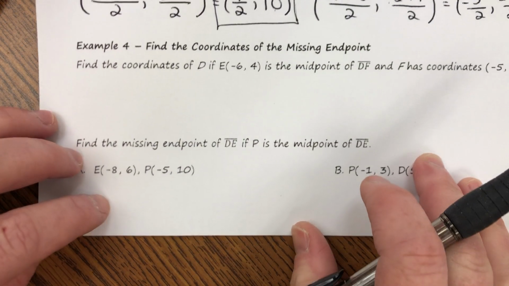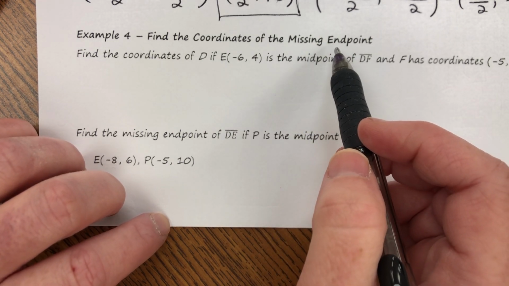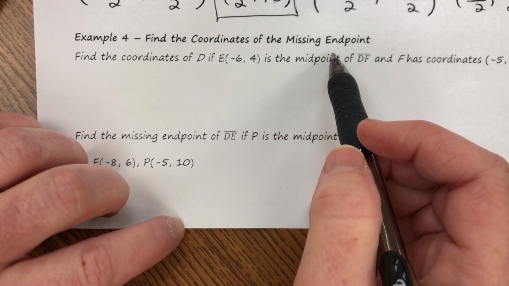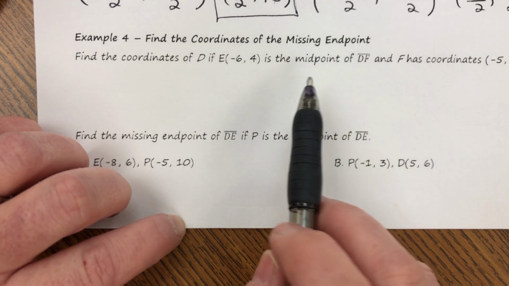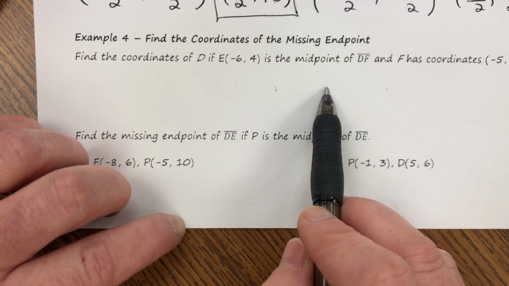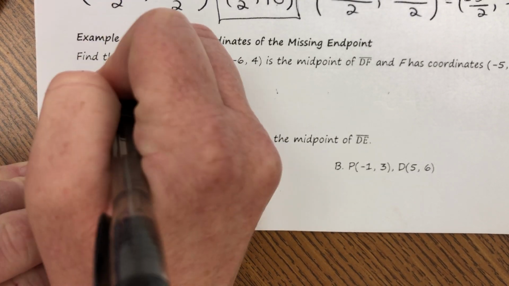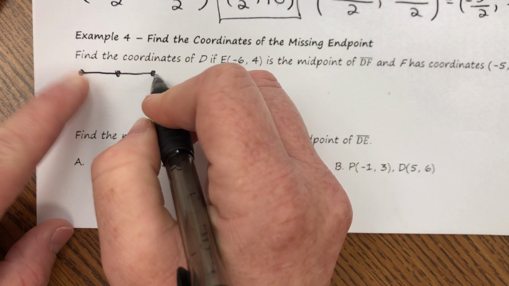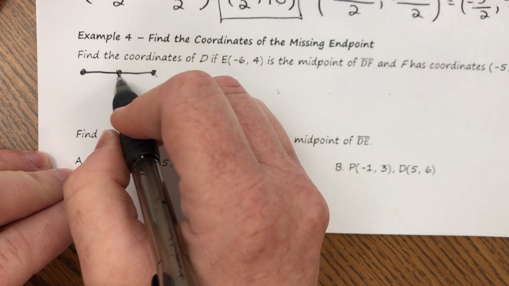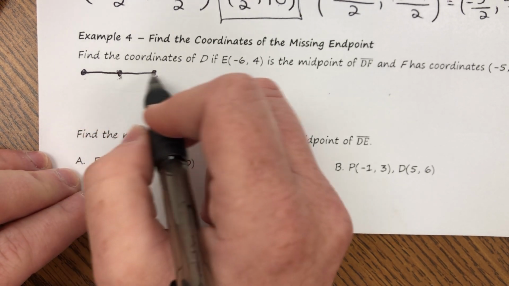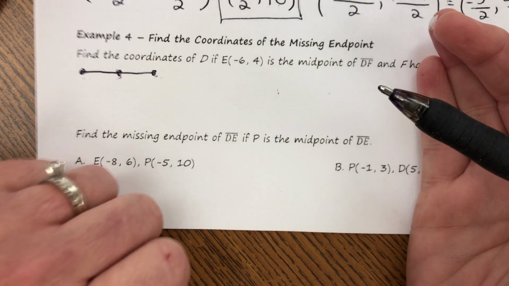All right, example 4. Find the coordinates of the missing endpoint. So here we are doing the exact same thing. But instead of having the 2 endpoints and not knowing the middle, normally I know the 2 endpoints and I have to find where the middle is. Here, they're going to tell me where the middle is, tell me where one of the endpoints is, and I have to find the other endpoint. But seriously, it's doing the exact same math.